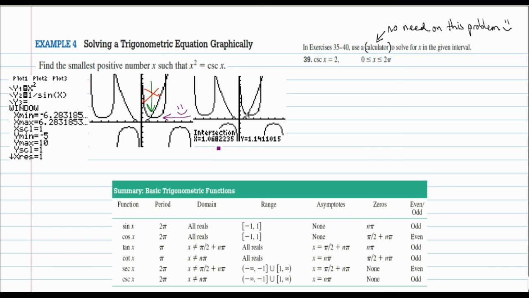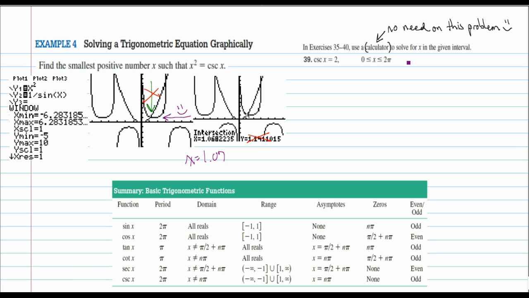So the x value that I got was 1.07. Again, I'm not looking for the y value. I'm looking for the x value. The y value in this case represents what the left and the right side would actually equal. So if I plug in 1.07 and square it, and I take the cosecant of 1.07, they both would equal 1.14.